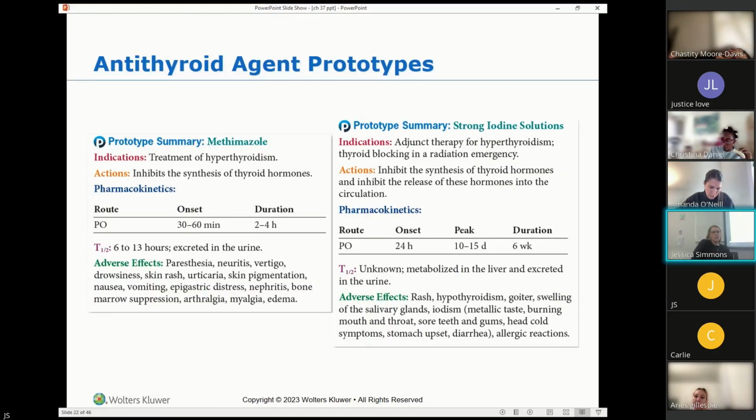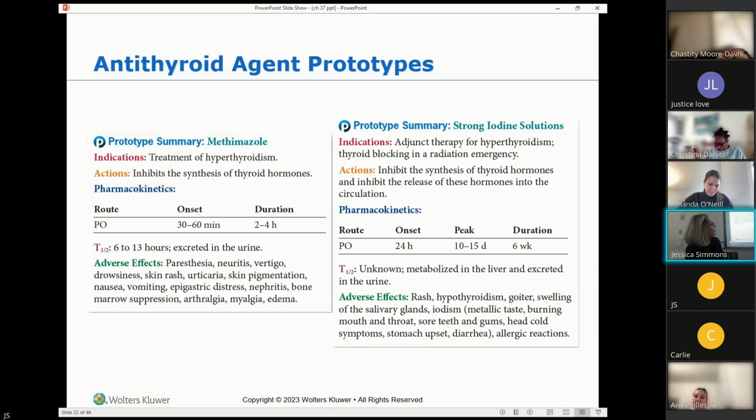Antithyroid agents, methimazole is also in the same category as PTU. They're both thiamides. So this is for the treatment of hyperthyroidism. The adverse effects: paresthesia, neuritis, inflammation of the neurons, vertigo, drowsiness, skin rash, urticaria, skin pigmentation, nausea, vomiting, epigastric distress, nephritis, inflammation of the kidney, bone marrow suppression, arthralgia, which is joint pain, myalgia, muscle pain, edema.